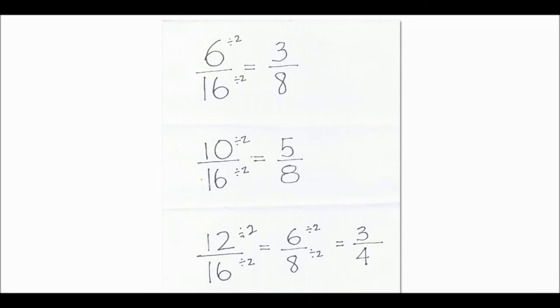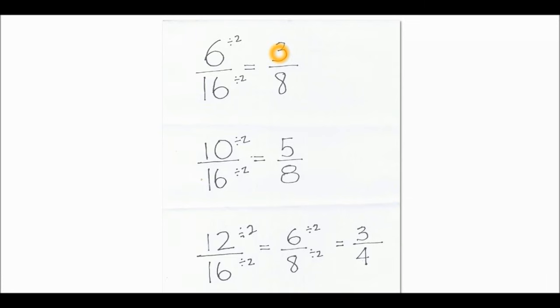Typically, you want to divide by 2. So you're going to take 6 over 16, and then reduce both of those numbers by 2. So 6 divided by 2 is 3. 16 divided by 2 is 8. This will give you the lowest common denominator, or the lowest common fraction, or the most reduced fraction.